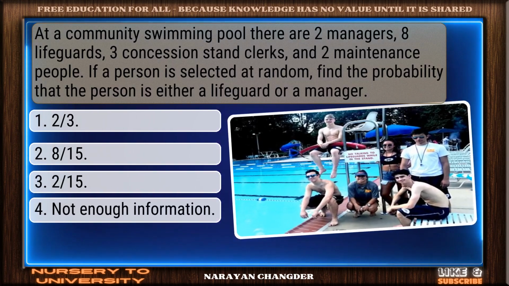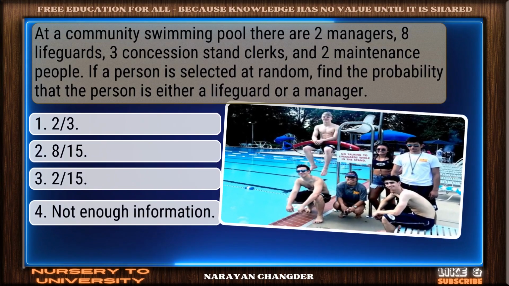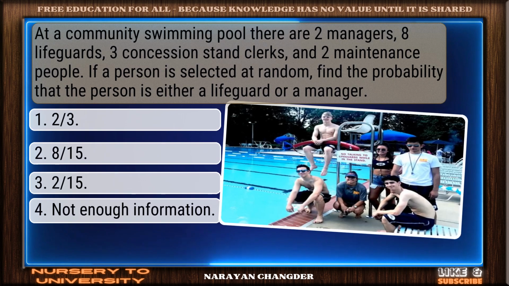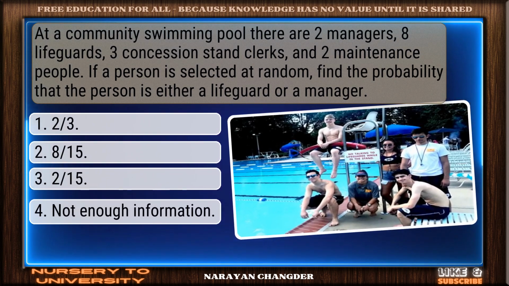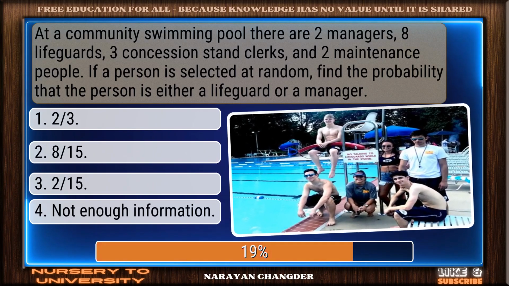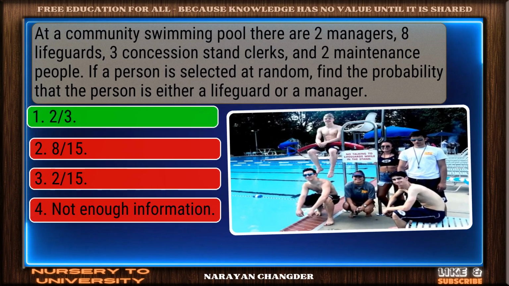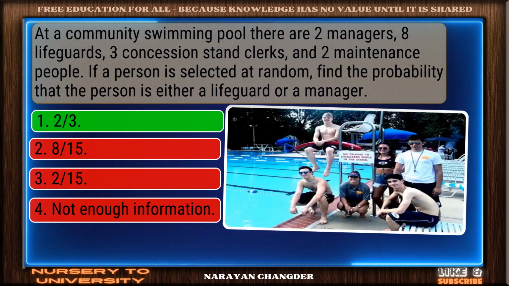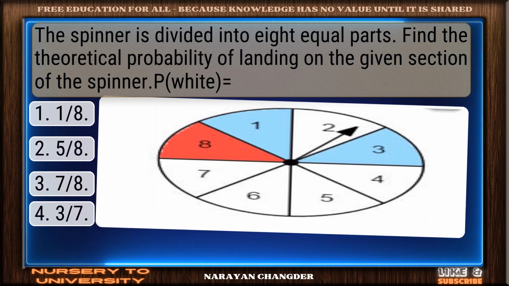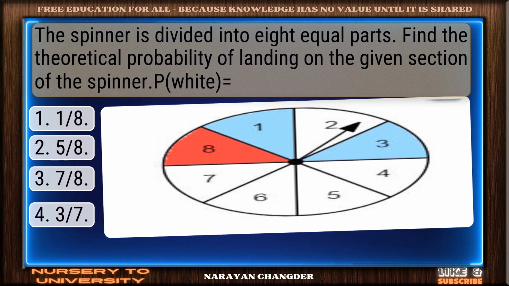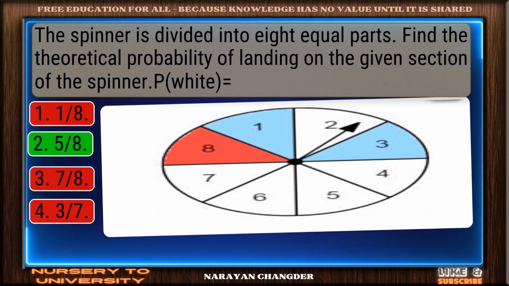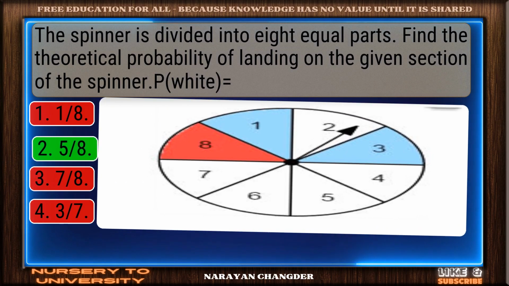At a community swimming pool, there are 2 managers, 8 lifeguards, 3 concession stand clerks, and 2 maintenance people. If a person is selected at random, find the probability that the person is either a lifeguard or a manager. Nicely done. 2/3 is solid. The spinner is divided into 8 equal parts. Find the theoretical probability of landing on the given section of the spinner. Strong choice. 5/8 is right.